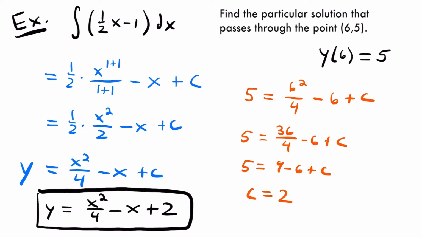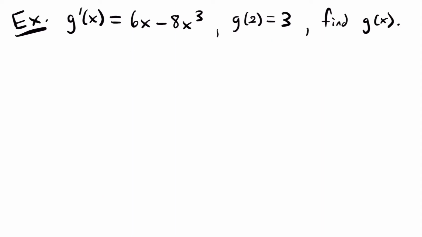Let's look at a different example. All right, so for our next example, we have that g prime of x, or the derivative of g of x, is equal to 6x minus 8x cubed. And then we have this initial condition that our original function g of x evaluated at 2 is equal to 3. And of course, we want to find our original function g of x.